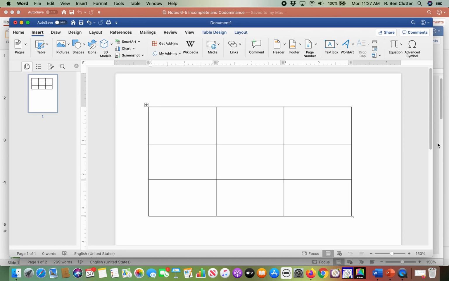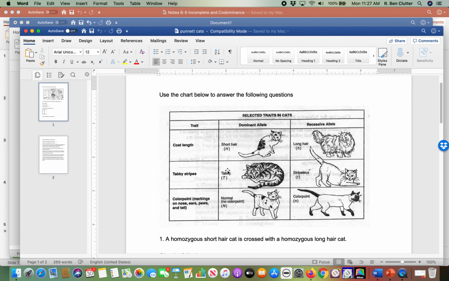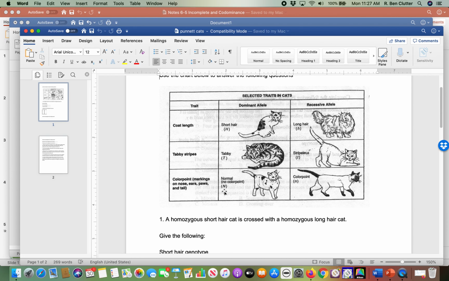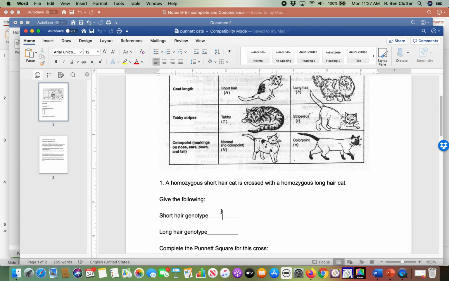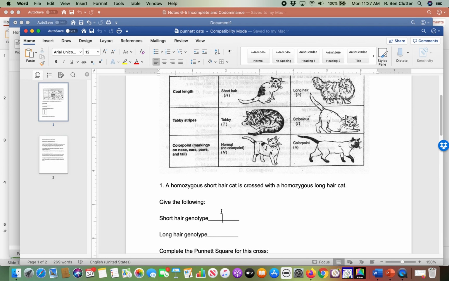Again, I'm hoping that you found it fairly easy. Use the chart below to answer the following questions. A homozygous short hair cat is crossed with a homozygous long hair cat. We're going to have to look up here and see that short hair is capital H and long hair is lowercase h. So that means that short hair is dominant. Give the following, the short hair genotype. It said homozygous, so we're going to have capital H, long hair genotype, lowercase h.